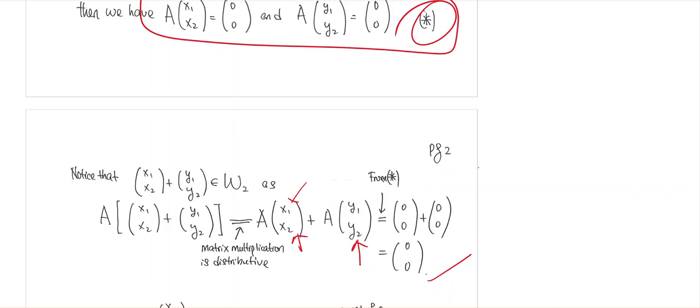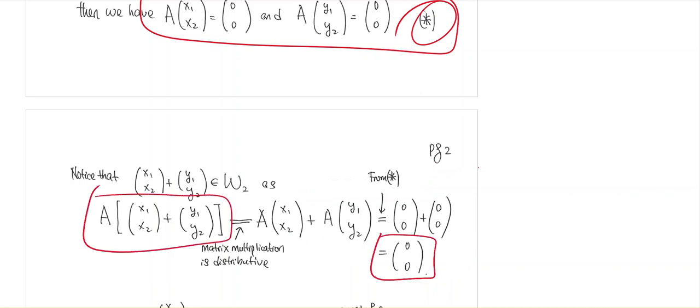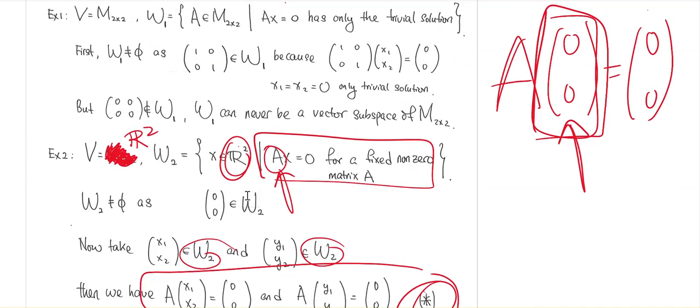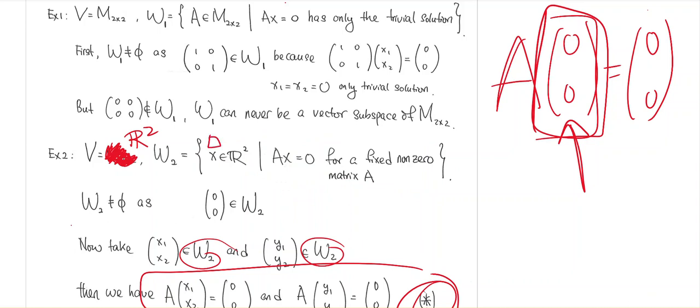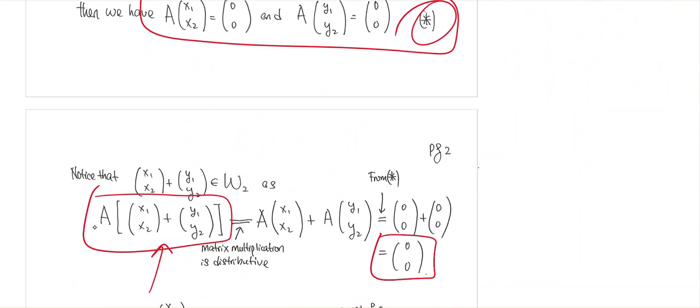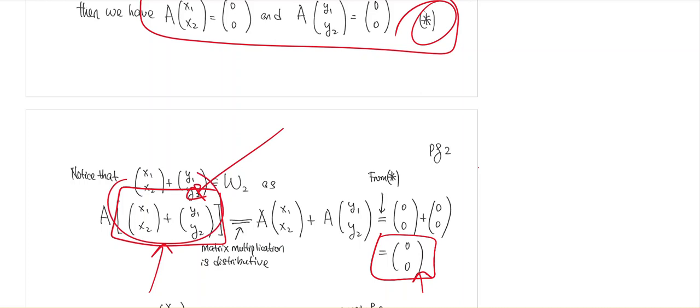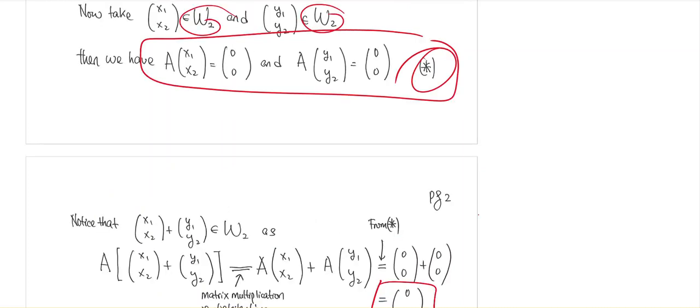So now if you look at this thing right here, you see that it equals 0, 0, which means that whatever is inside here will be in W2, because W2 is actually looking for all those elements such that A of that thing is equal to 0. And you can see that thing in the box equals 0, 0, and we have to collect this thing. So this thing is in W2. See that? All right, so because of that, W2 is closed under additions, because if you take two vectors from W2 and add them, it is still in W2.